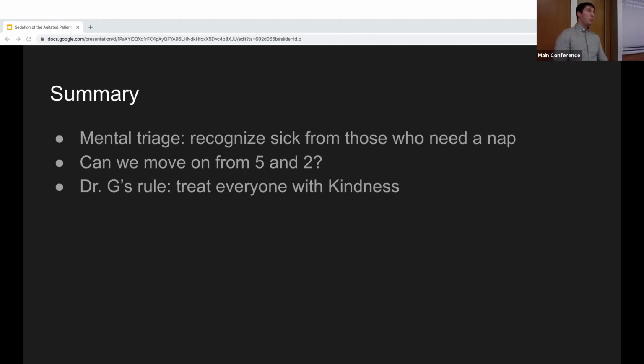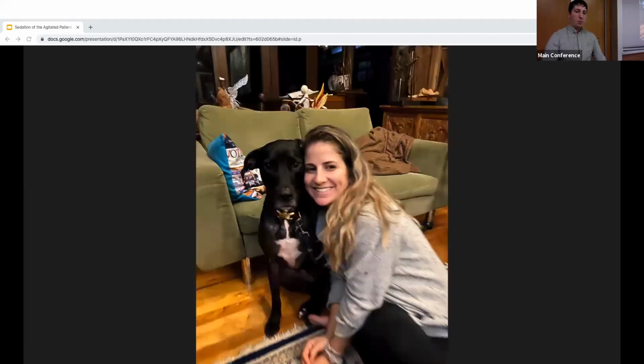Think about potentially moving on from 5 and 2. I'm not advocating for a specific drug, but just think critically about what medication you can administer. And lastly, Dr. G's role. This is probably the patient's worst day, coming to the ED agitated. So let's make sure we treat their agitation so that they can get through this episode, and treat them with respect.